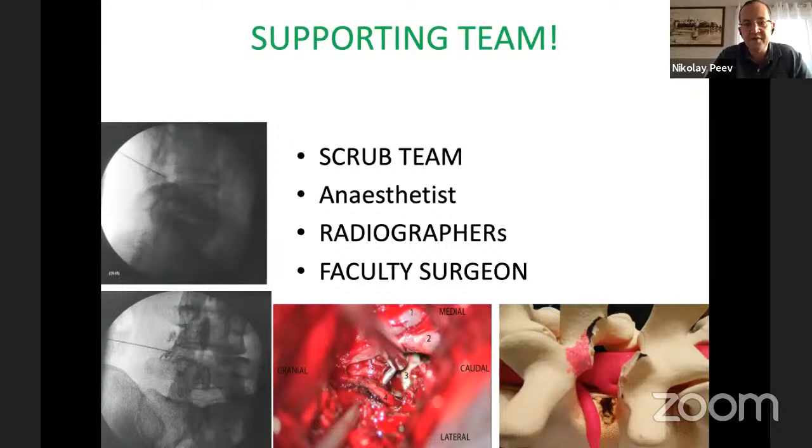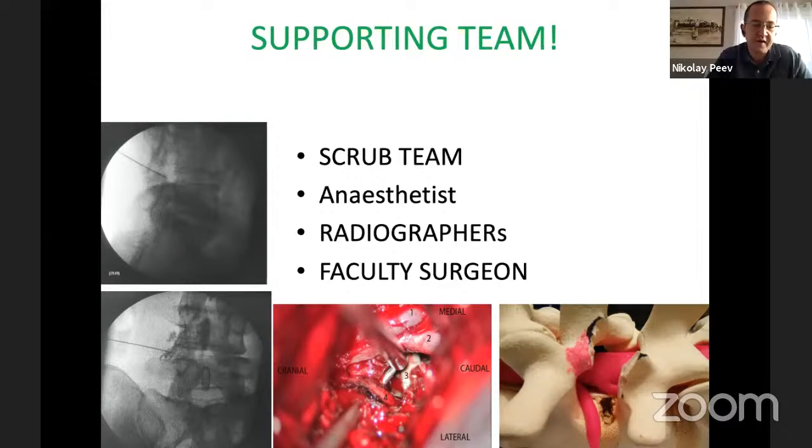Faculty surgeon is something that you have to consider for your first cases, in case you have not gone to a fellowship and you're not confident with the new technique.